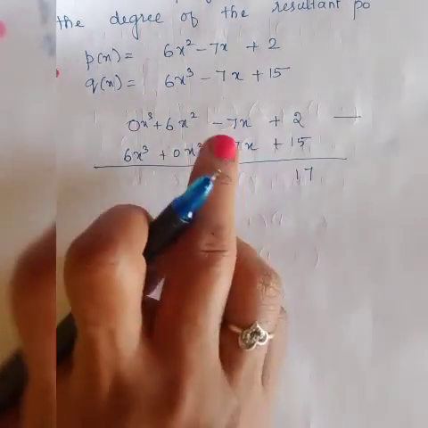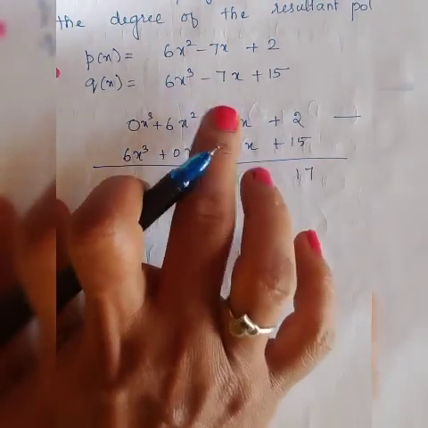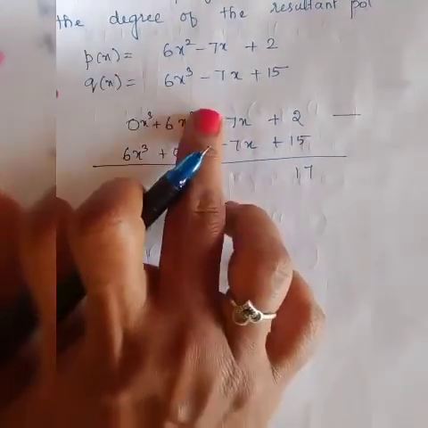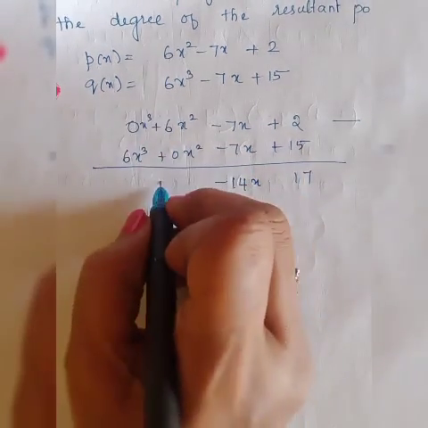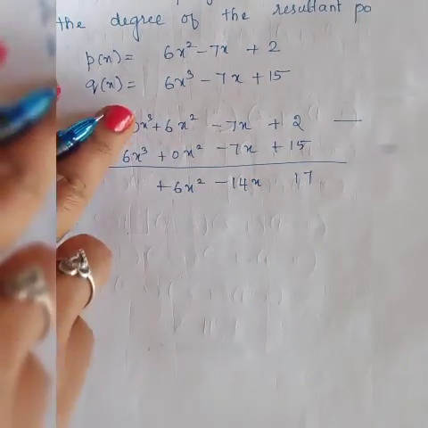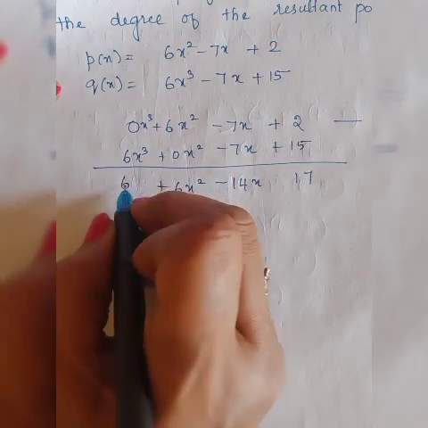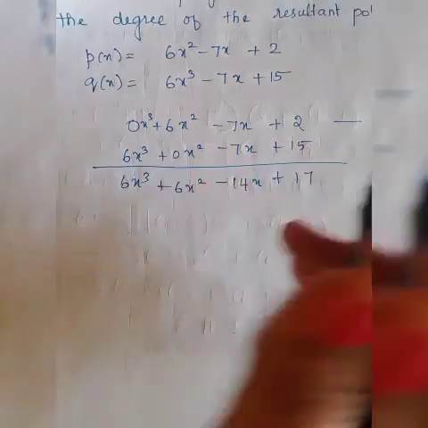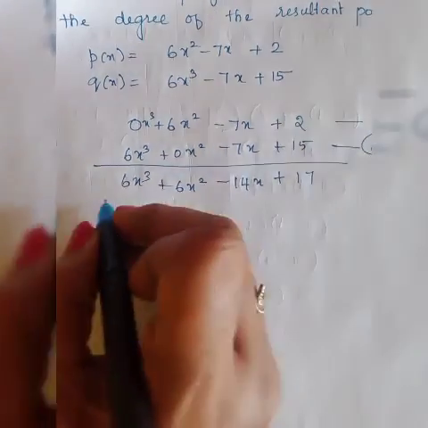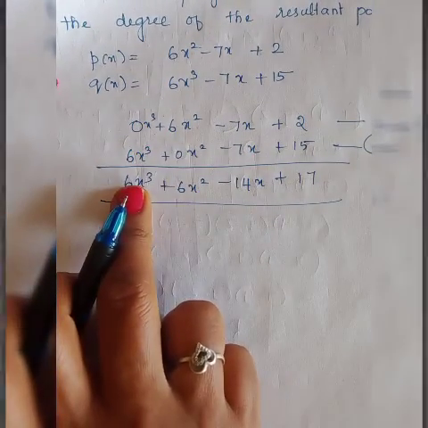Now only like terms can be added. The constants add up to 17. For minus 7x, if both are minus, you add and put the minus sign, so minus 14x. 6 plus 0 is 6x square, and 0 plus 6x cube is 6x cube. This is our resultant, plus 17. This is our solution, and the degree is going to be 3 here.